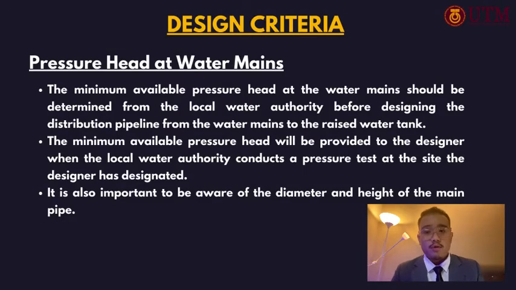Design criteria for pressure head at the water mains. The minimum available pressure head at the water mains should be determined from the local water authority before designing the distribution pipeline from the water mains to the riser of water tank. The minimum available pressure head will be provided to the designer when the local water authority conducts a pressure test at the site that the designer has to design. It is also important to be aware of the diameter and height of the main pipe.